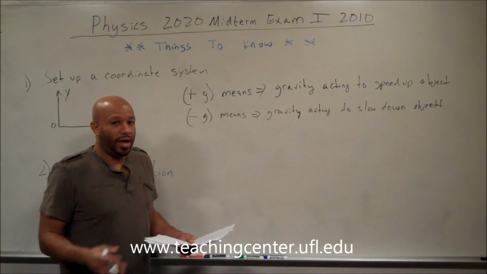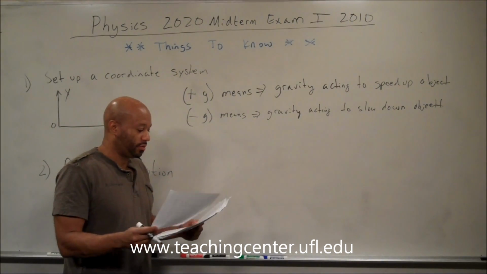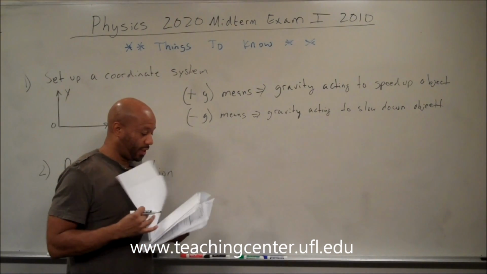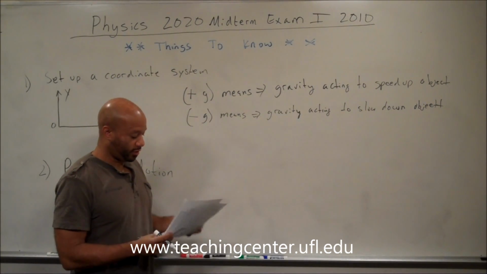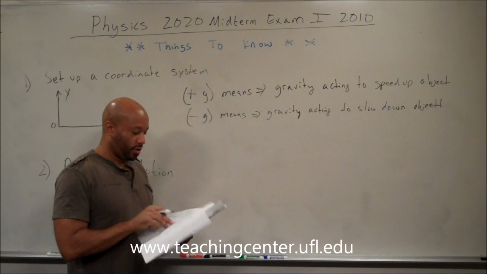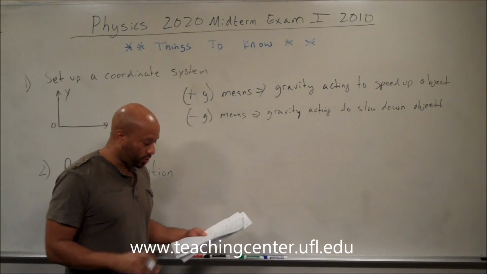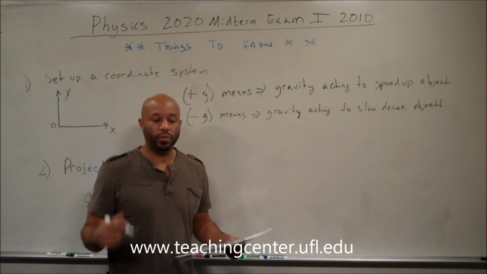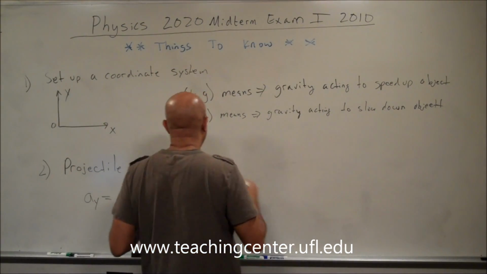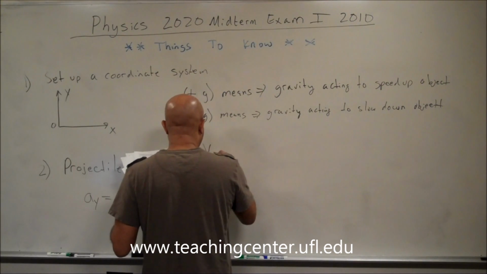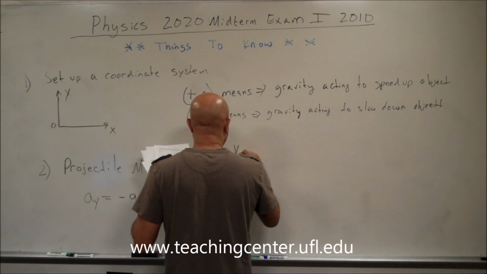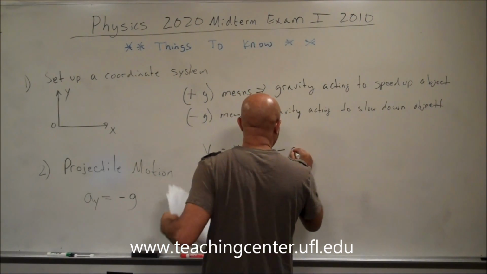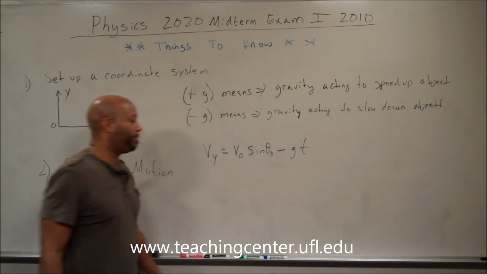So how do we use this in our formulas? Taking a look at these equations again, looking for projectile motion, there are two equations that we want to look at in particular. The one we have: Vy is equal to V sub 0 sine theta sub 0 minus g times time.